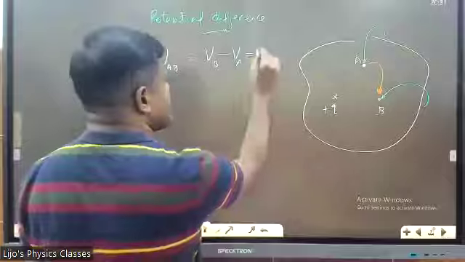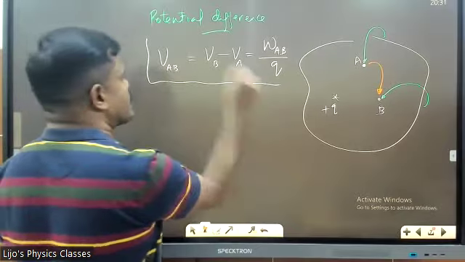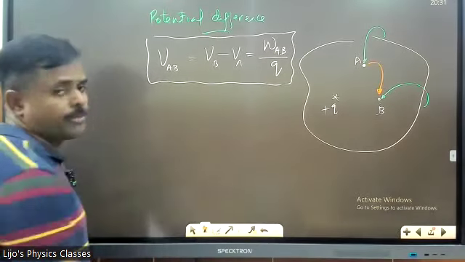How do you define potential difference? WAB divided by Q. This is the definition of potential difference.